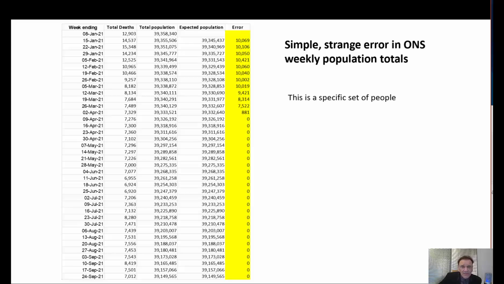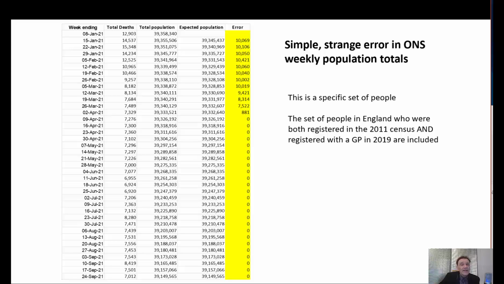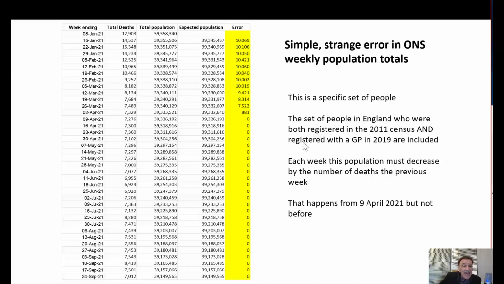And then we find there are some simple but strange errors in the ONS weekly population totals. So this is straight from the data. And the thing about the ONS data, it's a very specific set of people. It's the set of all people in England who were both registered in the 2011 census and were registered with a GP in 2019. And that means that each week, this population must decrease by the number of deaths the previous week, because nobody gets added or taken away except those who die. And what you can see here is that's exactly the case from the 9th of April onwards. The difference between the expected and total population here is 0. And yet in these early weeks, we've got this massive error. And it's pretty consistent up till the 12th of March. There's sort of consistently 10,000 people somehow are added to the population each week.